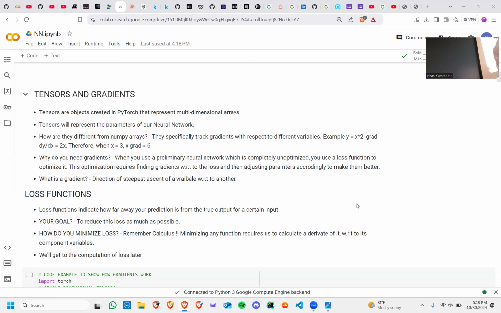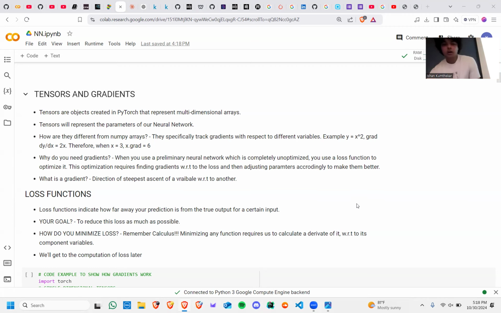Now, if you remember, y equals x squared has a minimum value of 0. So when we set the derivative equal to 0, we get x equals 0. What you want to do is this for all of the parameters in your network. You take a derivative of the loss with respect to each individual parameter and then use that derivative to minimize the loss function.